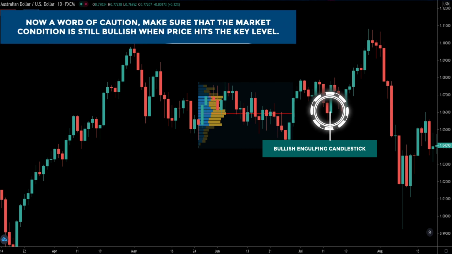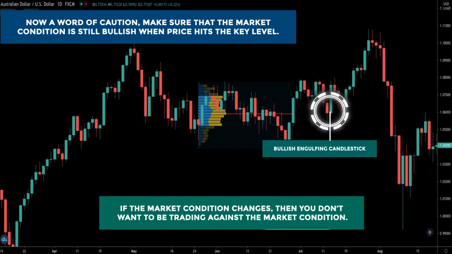Now, a word of caution, make sure that the market condition is still bullish when price hits the key level. Sometimes, price may have already made a double top or head and shoulders pattern at the top before retracing. Always make sure that the market condition is still intact before taking the trade. If the market condition changes, then you don't want to be trading against the market condition.